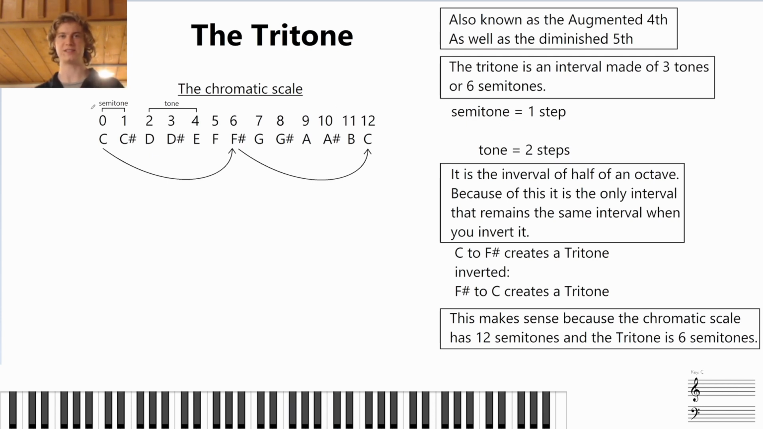To further make sense of this, if you look at the chromatic scale here, you always start the first note that you're starting on as 0, and then you count the next possible note after that as your 1. Because of this, if we think 0 plus 6, we end up on F sharp, and this makes sense. And then if we do 6 plus 6, we end up on C.